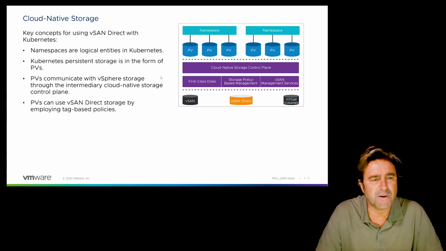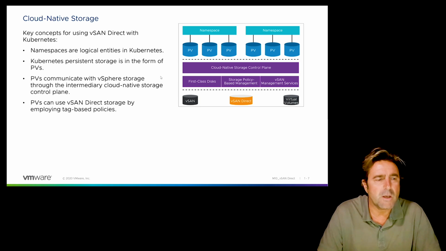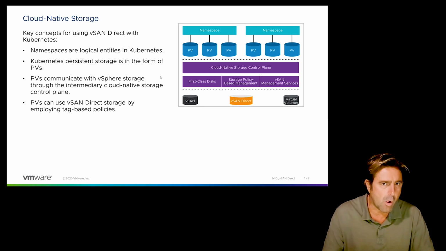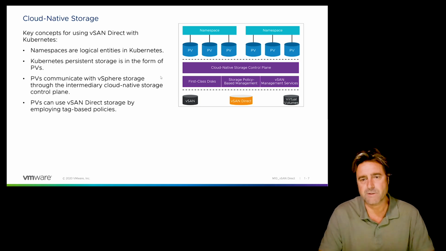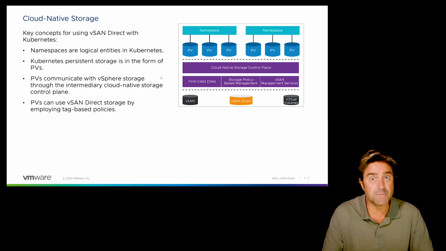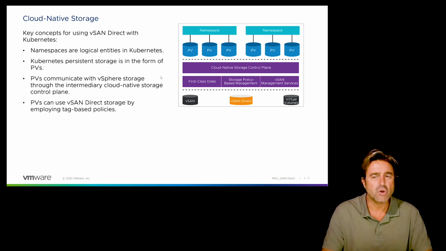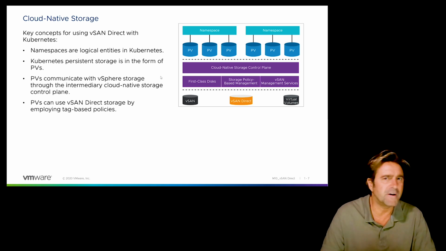Now, when you look at this particular page, here, as we continue talking about the key concepts of vSAN Direct, notice you always see the reference to Kubernetes. So when you look at the acronyms PV, remember they're talking about persistent volumes. So you can see references to Cloud Native Storage Control Plane, first-class disks, and besides that, storage policy-based management and vSAN management services.